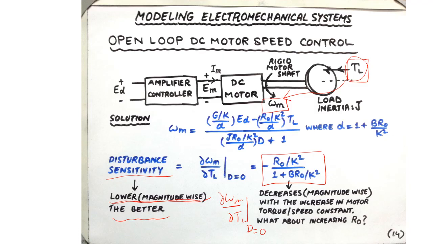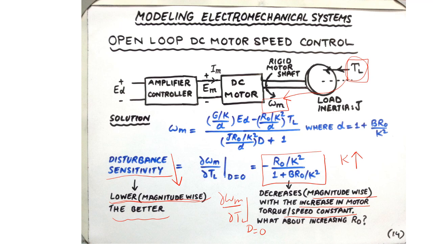Because we wish to reduce the magnitude of the disturbance sensitivity, we can see that with an increase in the motor torque constant, or the speed constant, one can reduce the disturbance sensitivity. So if K is large, then the disturbance sensitivity will be lowered.